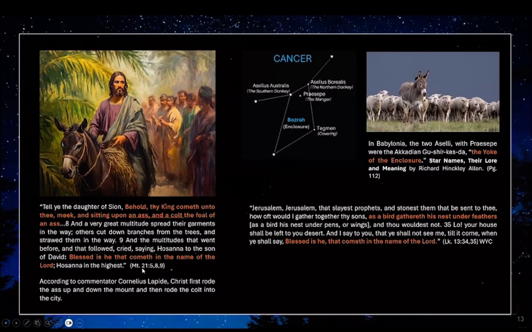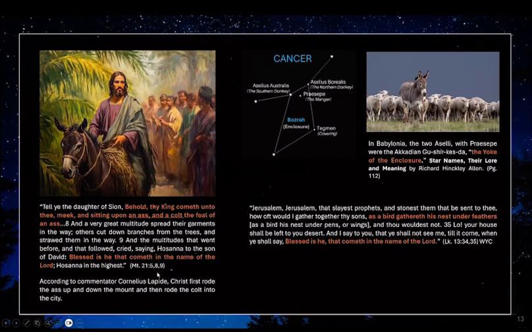Hosanna in the highest. According to commentator Cornelius Lapide, Yeshua first rode the ass up and down the mount and then rode the colt into the city. Now, I had not heard that before, but that makes sense because I thought, well, why did he bring two? Well, he used both of them apparently.